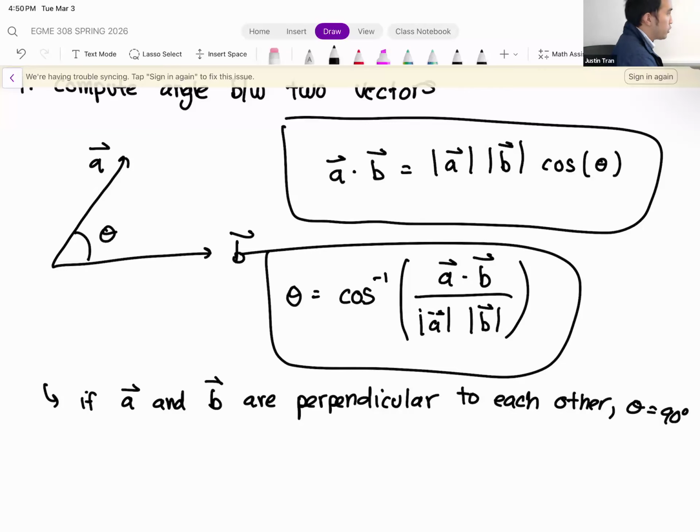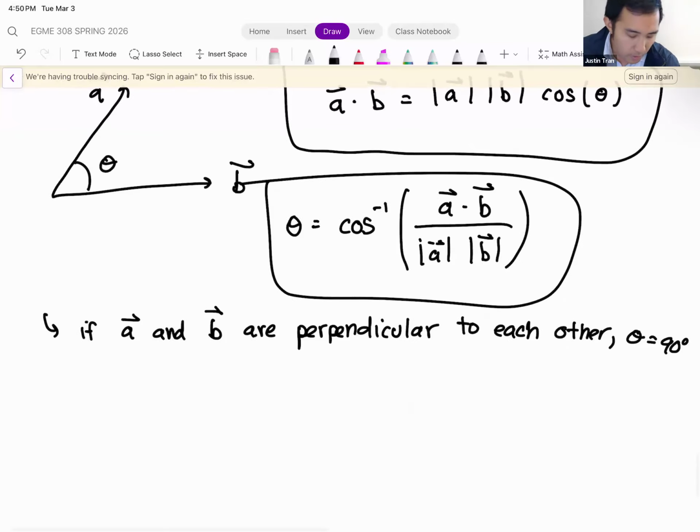Right, so that's what it means for two vectors to be perpendicular or orthogonal to each other. And of course we know cosine of 90 degrees is 0. That means the dot product between the two vectors is 0 as well. So if two vectors are perpendicular, then their dot product must be 0.